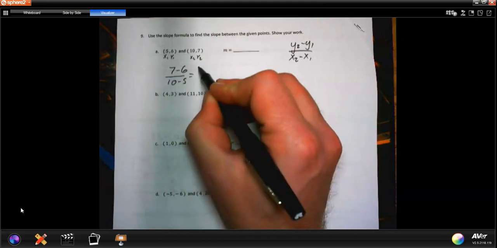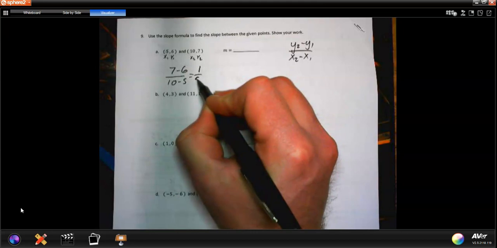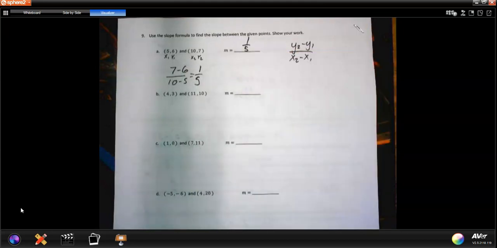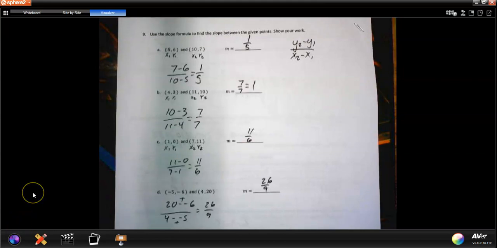7 minus 6 is 1. 10 minus 5 is 5. So the slope is up 1 over 5. And I'm going to do the rest here. I'll just show you. Okay, go ahead and pause this video so you can look at my work here. But I just subtracted the y's and subtracted the x's.